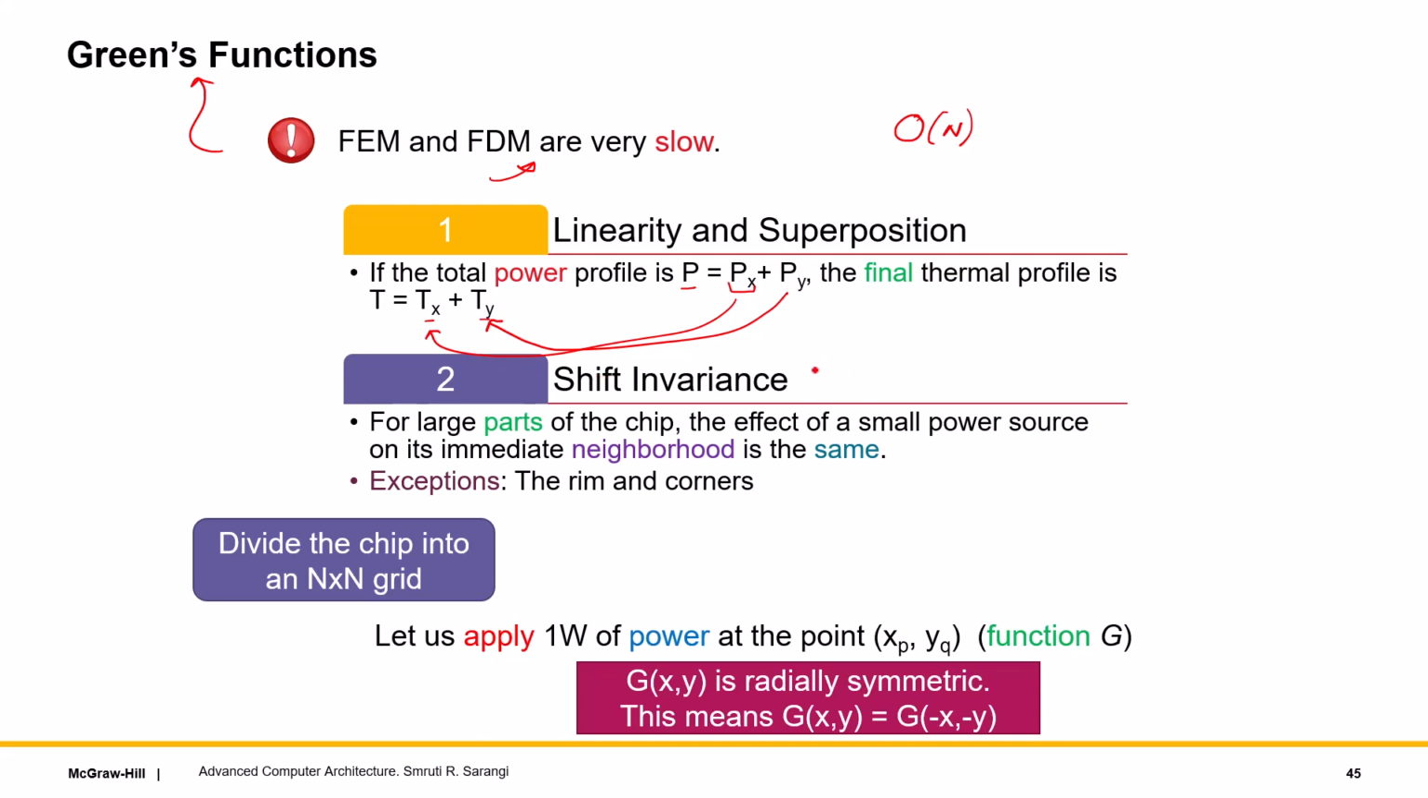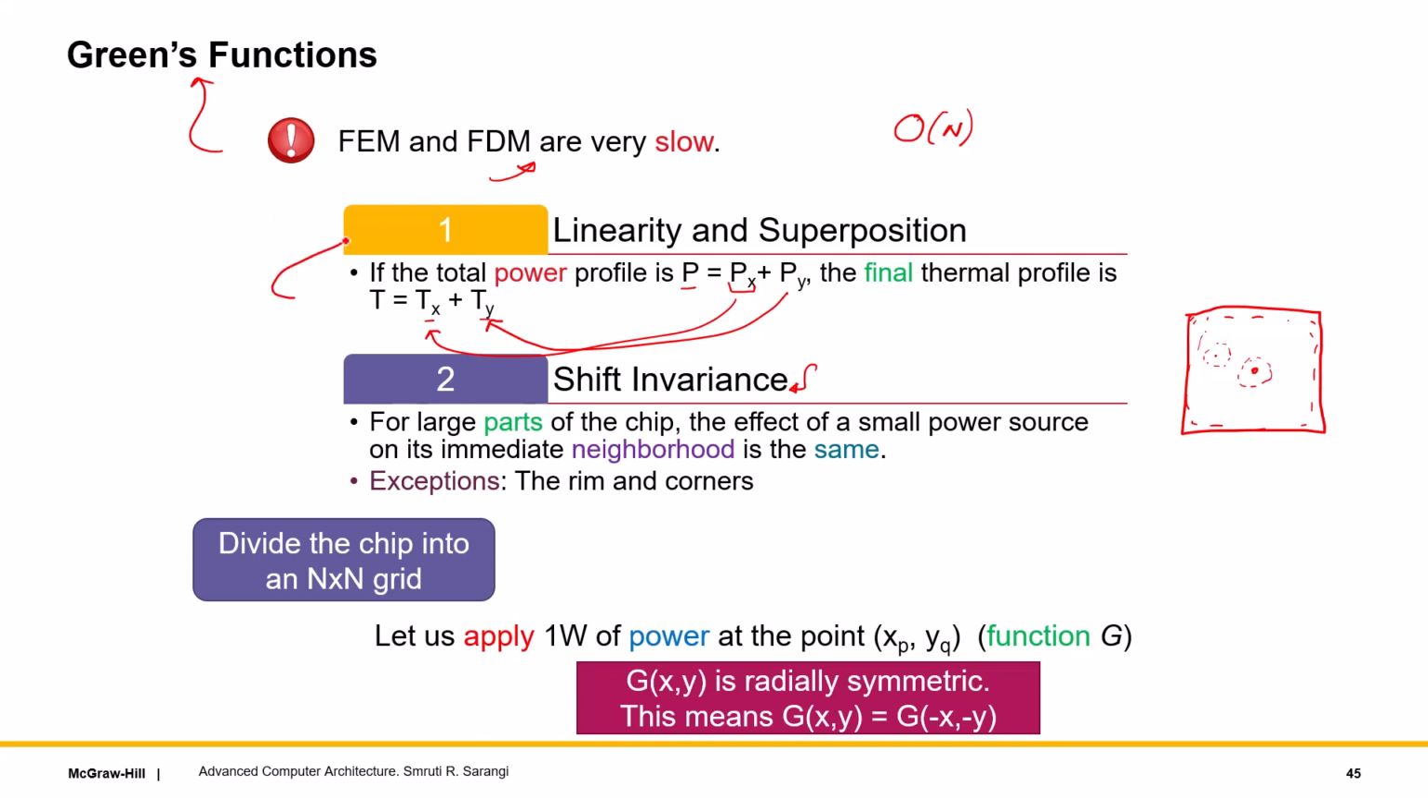Then we have the notion of shift invariance, which means that for very large parts of the chip, let's say this is the 2D chip, and for very large parts other than the rim and the corner, anywhere in the center, let's say over here, the effect of a very small power source on its immediate neighborhood, be the power source here or let it be here, is more or less the same. Other than the rim and corners, if you shift the power source, you shift the temperature profile. Think of it that way.